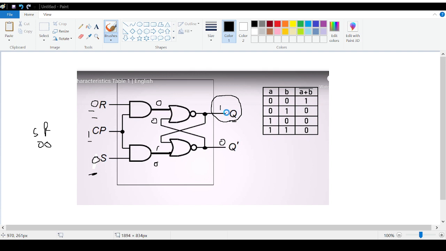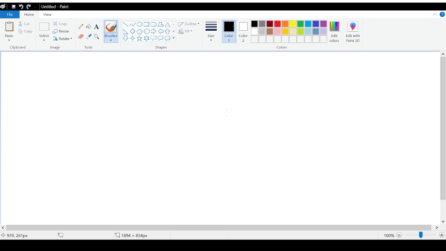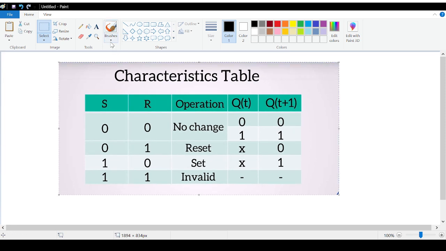The way I have described the SR flip-flop, it can be written in a table, and this table is called the characteristics table of the SR flip-flop. So the SR flip-flop's characteristics can be drawn inside a table. Here I have written the combinations for SR. I think I forgot one more thing, my bad.